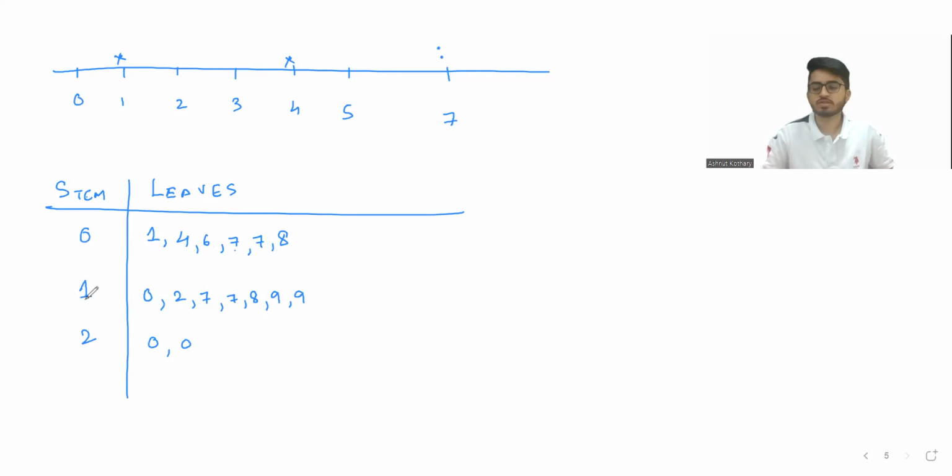Now the stem has 1. So how do we read the data? This refers to 10. This refers to 12. This refers to 17, 17, 18, 19, 19. This refers to 20, 20.